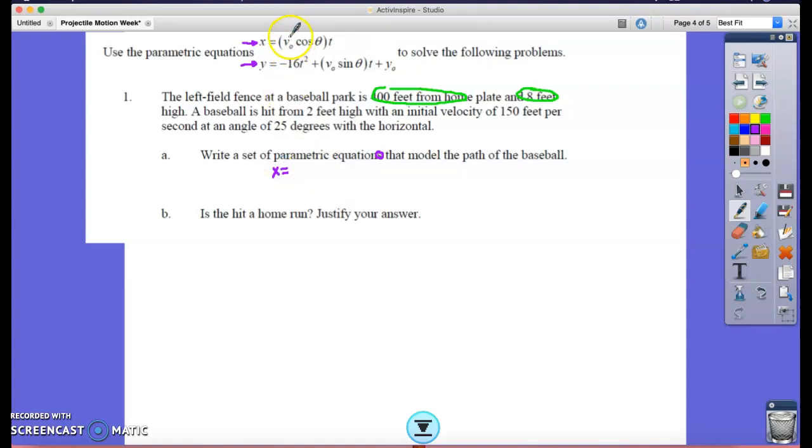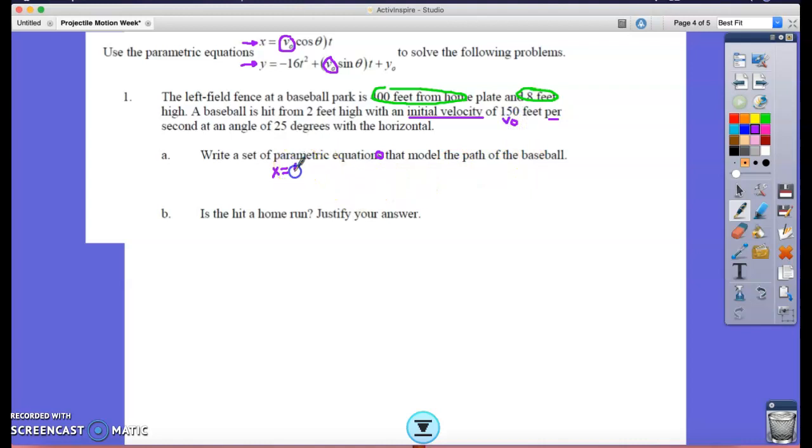So the first one's going to be our x equals. And remember that this V0 is my initial velocity and it appears in both equations. I'm looking for the word "per" because that lets me know that is a velocity, or the speed at which I'm going here. Initial velocity even says it right there in the problem. So this right here is my V0, which I'll use for both equations.